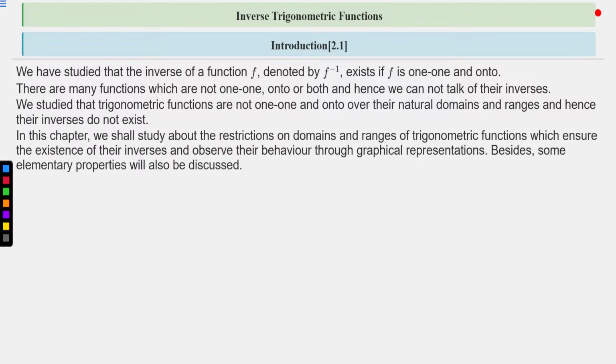So in this chapter we shall study the restrictions on domains and ranges of trigonometric functions which ensure the existence of their inverses, and observe their behavior through graphical representation. We will also see the graph, how the function becomes 1-1 and onto if we restrict the domain and range. Besides, some elementary properties of the inverse trigonometric functions will also be discussed, right?